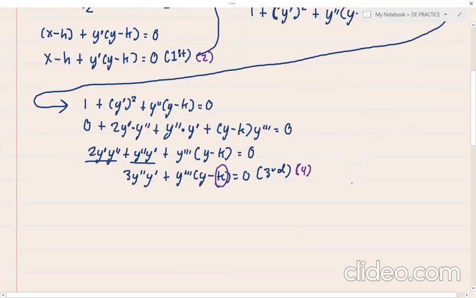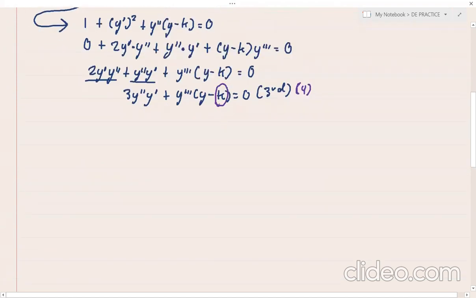Okay? So let's try that. Okay? So we have k. So ang pwede kong gawin, I will distribute y third prime to this parenthesis. So meron tayong 3 times y second prime plus y prime plus y third prime times y minus k times y third prime is equal to 0.